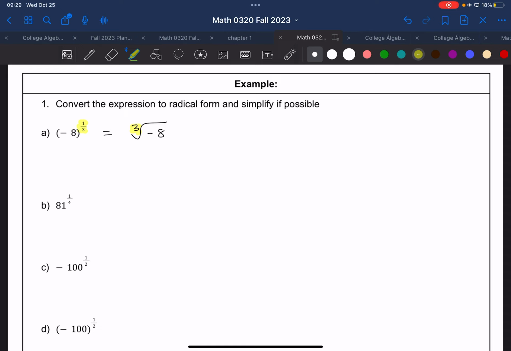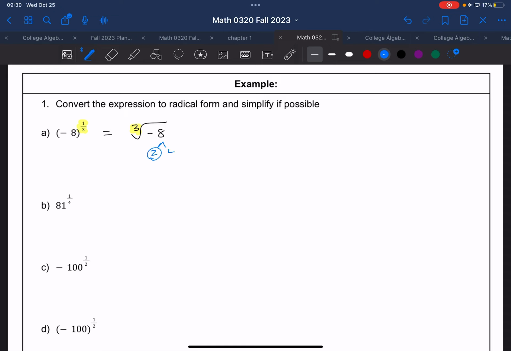And then in the previous notes, we learned how to solve this. Since the cube root is odd, will this have an answer or will it be no solution? It will have an answer. If our nth root is odd, which 3 is, that means we can take the root of a negative number. So we would do the prime factor tree of 8.